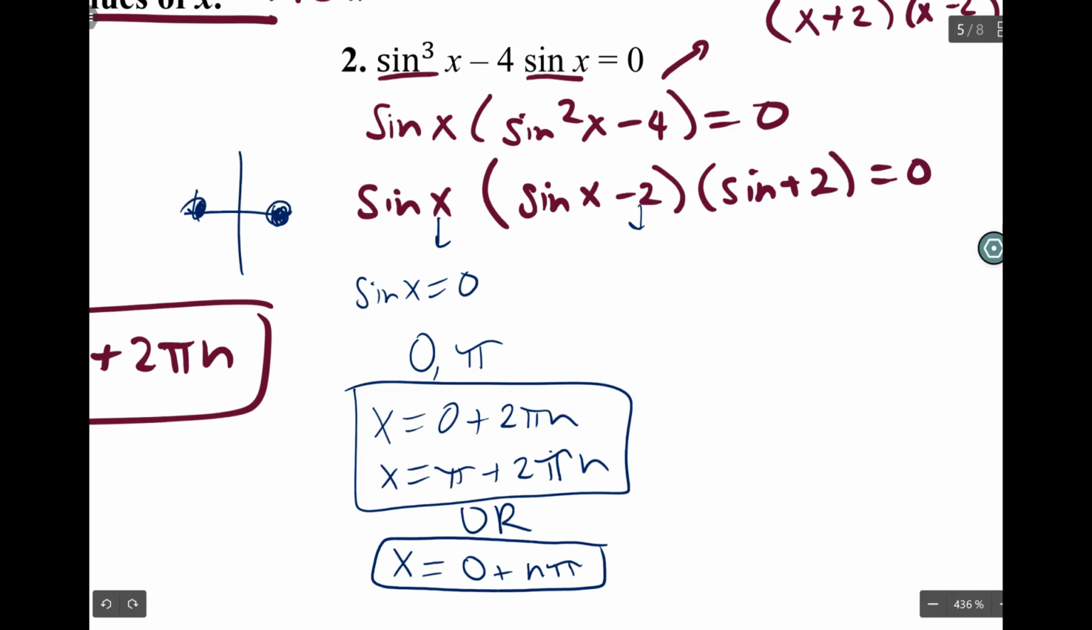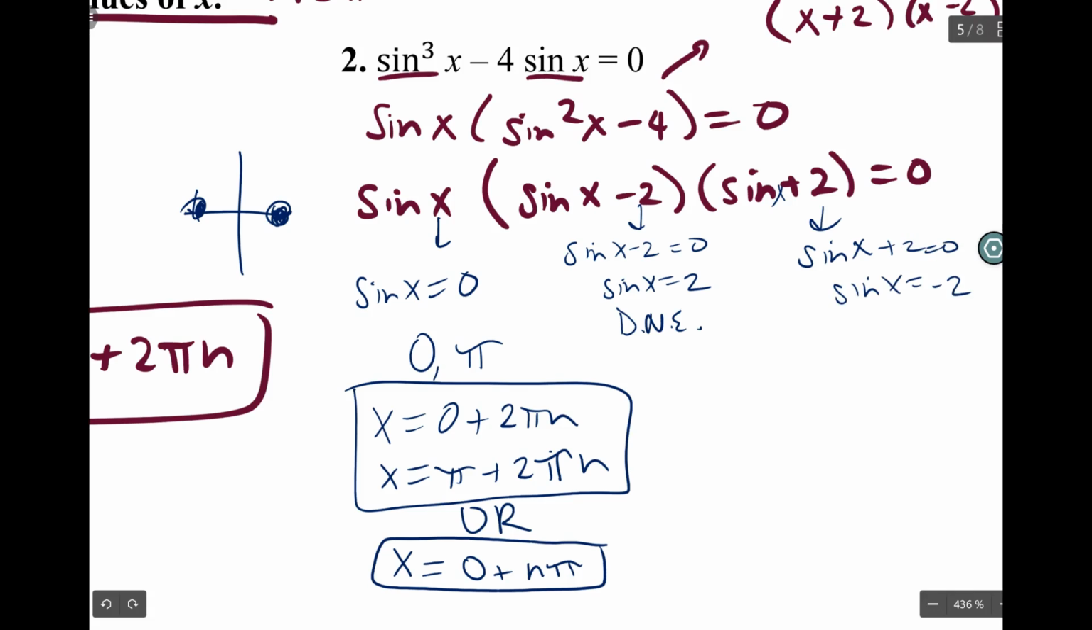Here, sine of x minus 2 equals 0, so I'll have sine of x equals 2. That's false. It's never going to happen. It does not exist. Sine is only oscillating between -1 and +1. It'll never equal 2. Same way here, sine of x plus 2 equals 0, so sine of x equals -2. That does not exist. So we only really have one solution, 0 plus n pi, or you could say 0 and pi, and both of them are going to be plus 2 n pi.